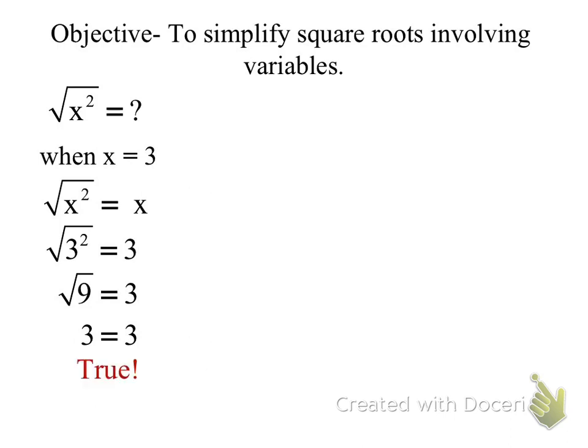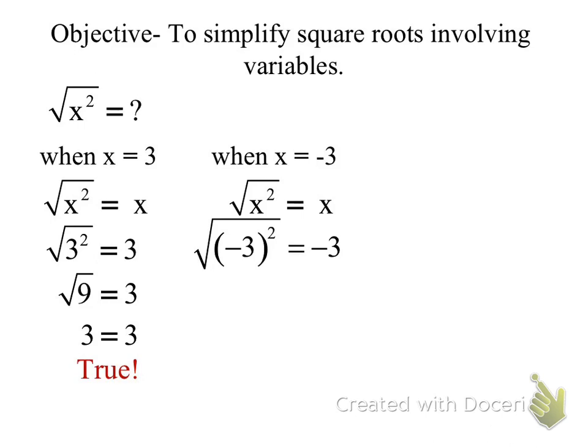Okay, let's try it with a negative number. Same thing, the square root of x squared equals x. So if I substitute in negative 3, I end up with the square root of 9 is equal to negative 3. And what is the square root of 9? 3. Does this work? No. So with negative numbers, we have to account for that, because it works, but not for negative numbers.